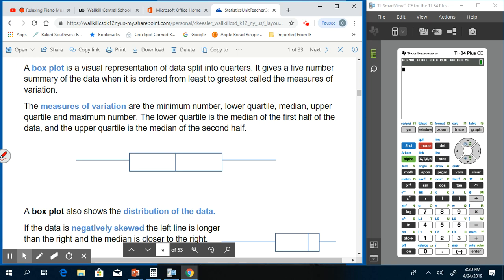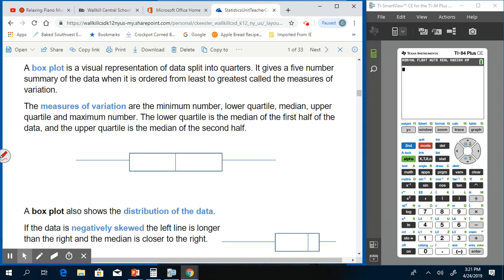Today we're going to be looking at another way to display data. A box plot is a visual representation of data split into quarters. Remember, quarters are 25% or fourths. It gives a 5-number summary of the data when it is ordered from least to greatest, called the measures of variation.